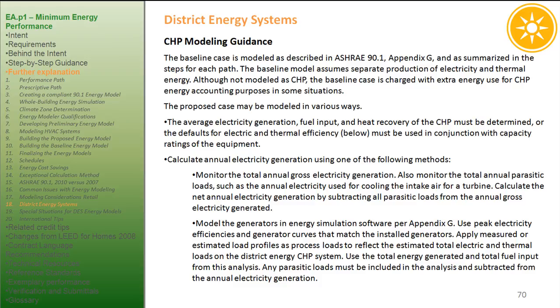2. Model the generators in energy simulation software per Appendix G. Use peak electricity efficiencies and generator curves that match the installed generators. Apply measured or estimated load profiles as process loads to reflect the estimated total electric and thermal loads on the district energy CHP system. Use the total energy generated and total fuel input from this analysis. Any parasitic loads must be included in the analysis and subtracted from the annual electricity generation.